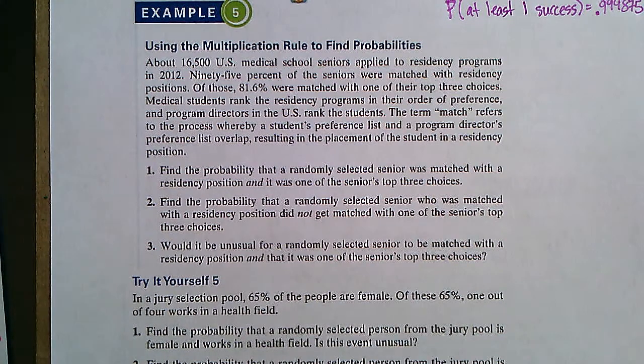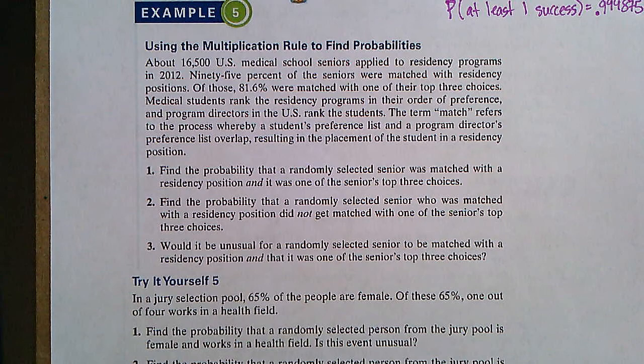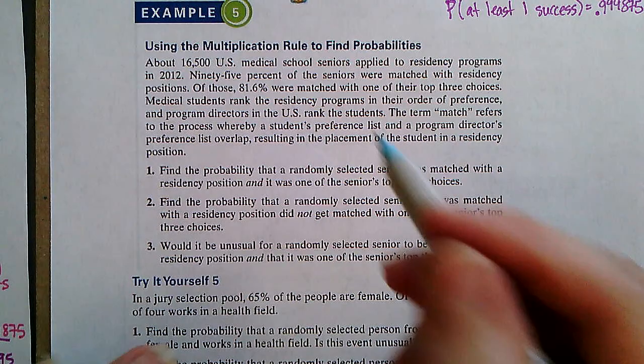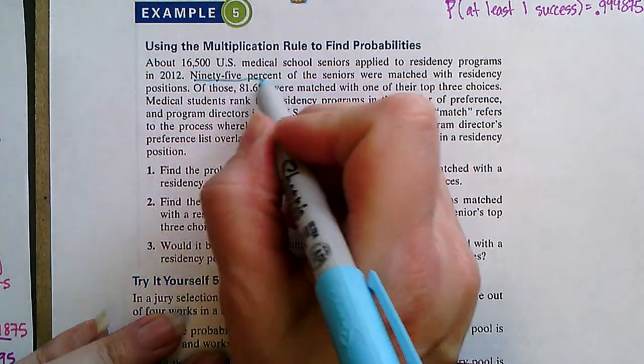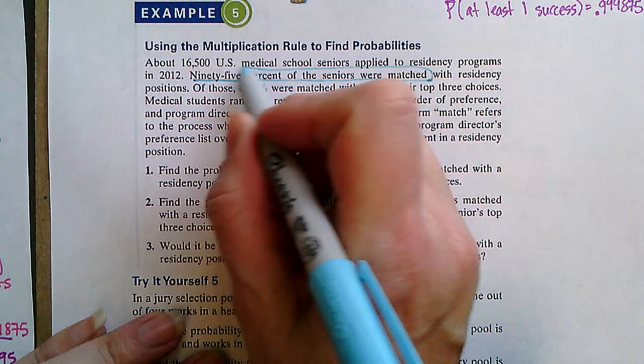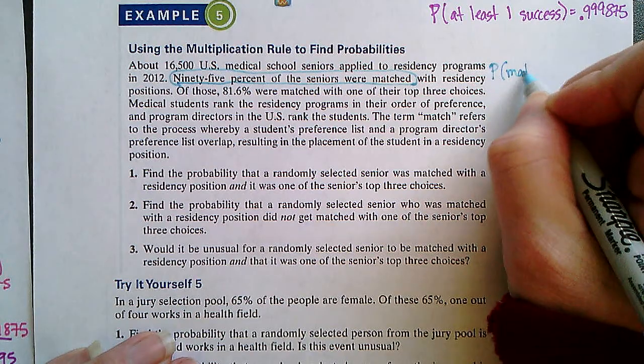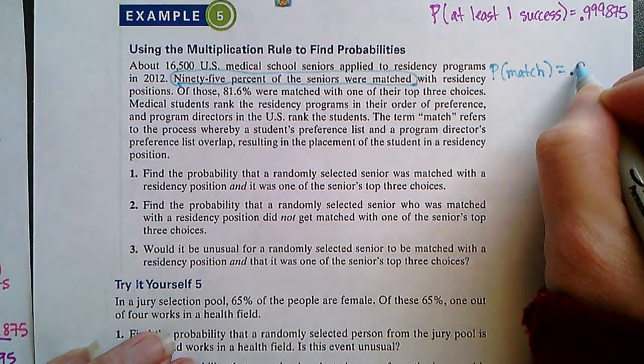So this just describes what happens: medical students rank their residency programs in order of preference, and program directors rank the students. And then matching is the process where a student's preference list and a program director's preference list overlap, resulting in placement of the student in a position. So this 95% of seniors were matched. I'm going to say that means the probability of matching is 0.95.